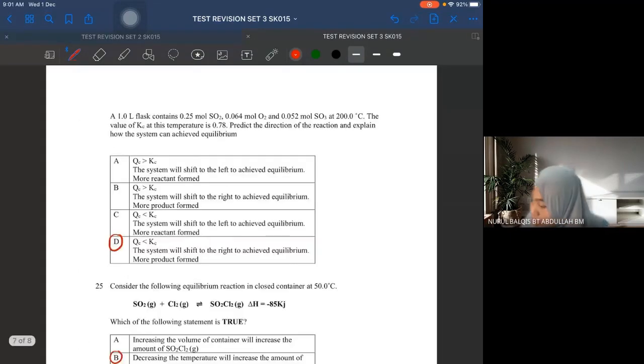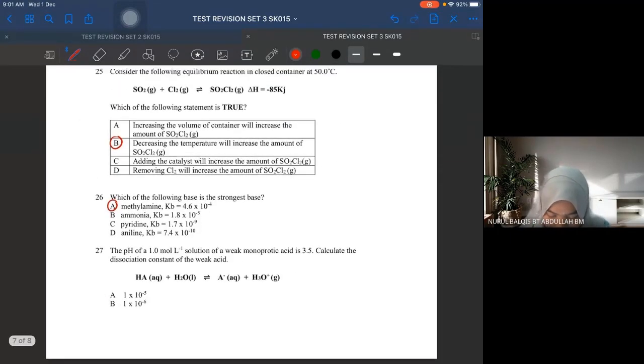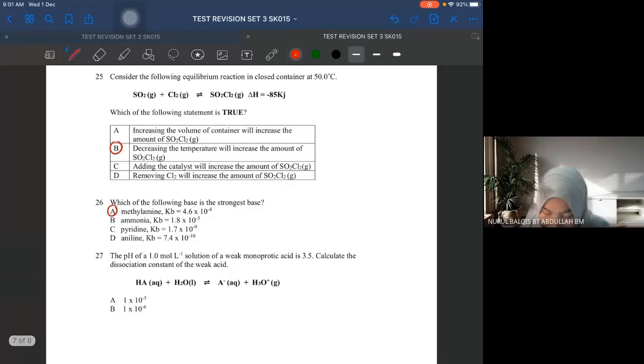Question number 27, it says the pH of 1.0 mole per liter solution of a weak monoprotic acid is 3.5. Calculate the dissociation constant of the weak acid. So you need to find the Ka. The dissociation constant, symbol dia Ka. So you have the information about the pH, which is 3.5, then you want to find the Ka. So you need to first express the Ka expression.